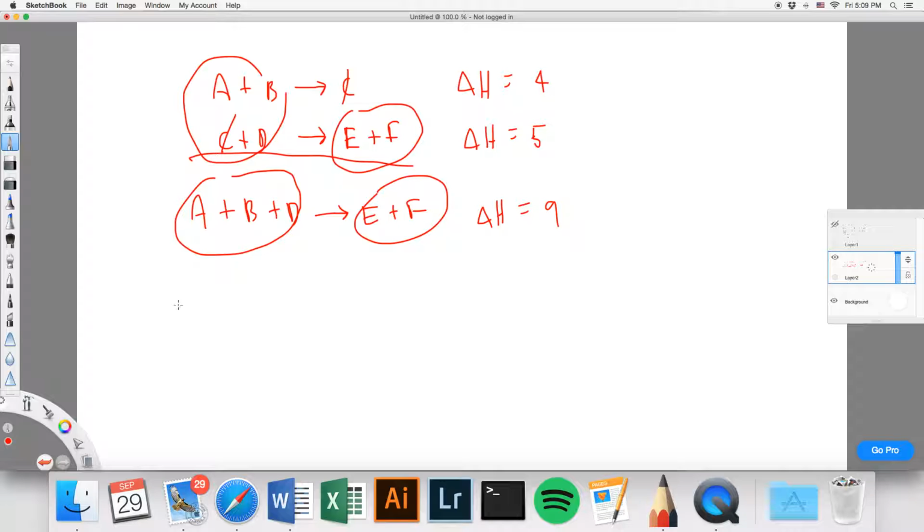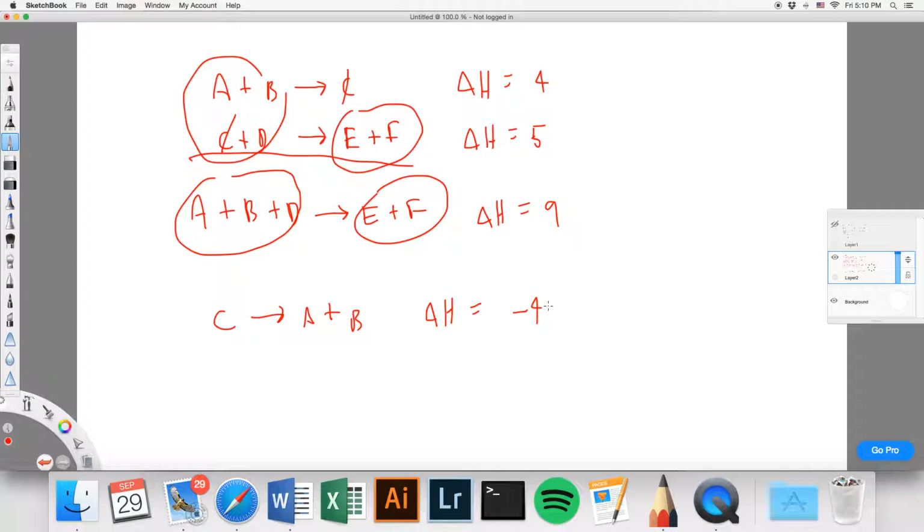So what is the enthalpy of this reaction? It's 9, okay? What would be the enthalpy of the reaction C produces A plus B? The enthalpy of that reaction would be minus 4. Remember that?